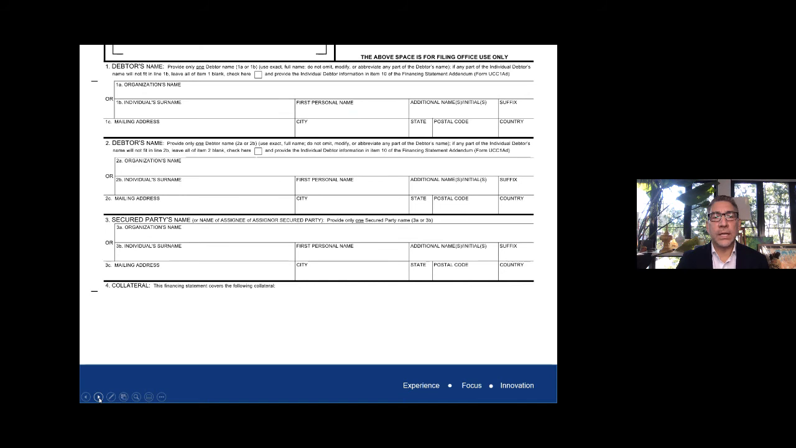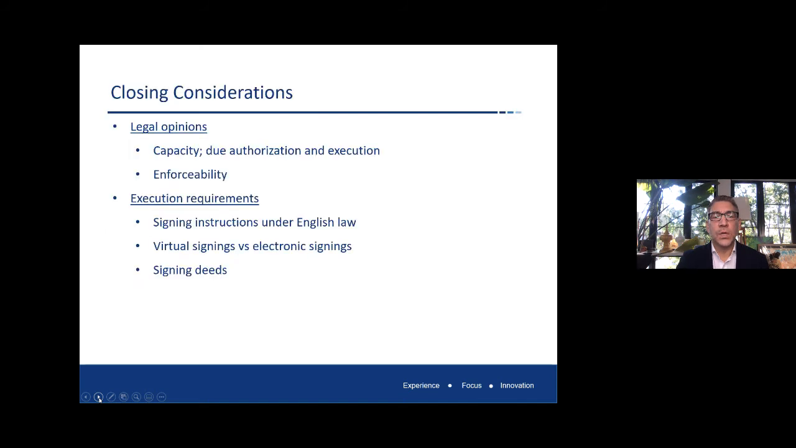Let's go back on to the next slide, please. Some comments about legal opinions, because this we often see as a difference in approach. So the preparation of legal opinions will differ in New York from English law practice, and sometimes we find confusion over who will do what. In New York law, typically the borrower's counsel will prepare your legal opinions, and this will cover a full range of issues, including capacity, due authorization, and execution, as well as the enforceability of the agreements.